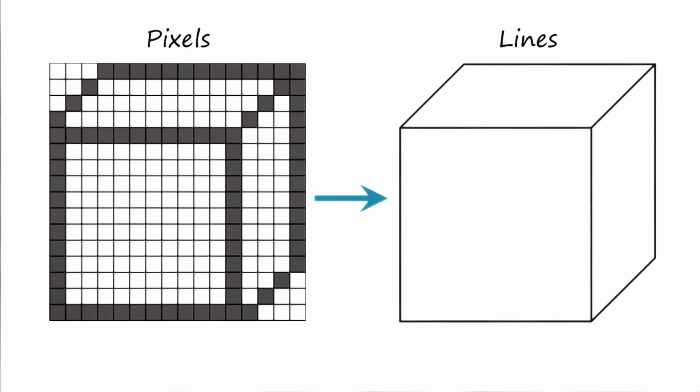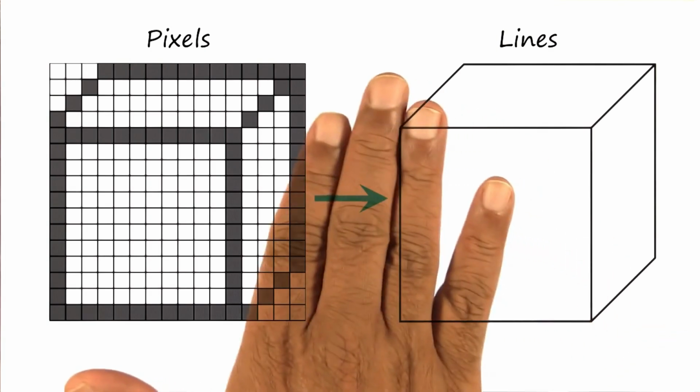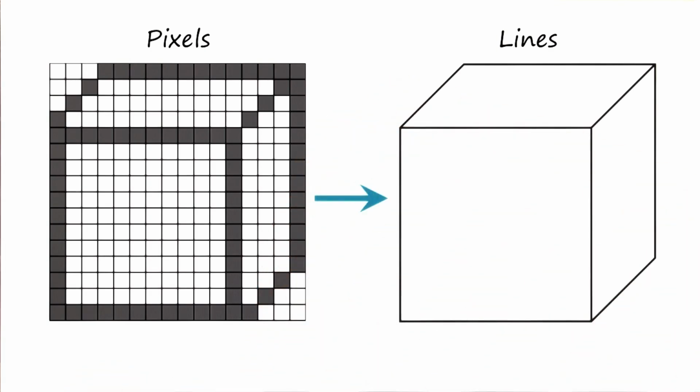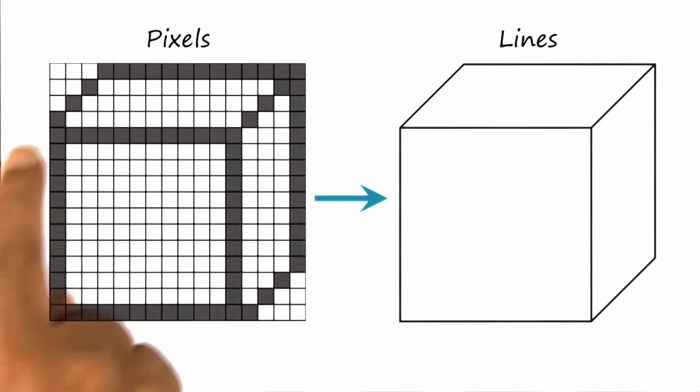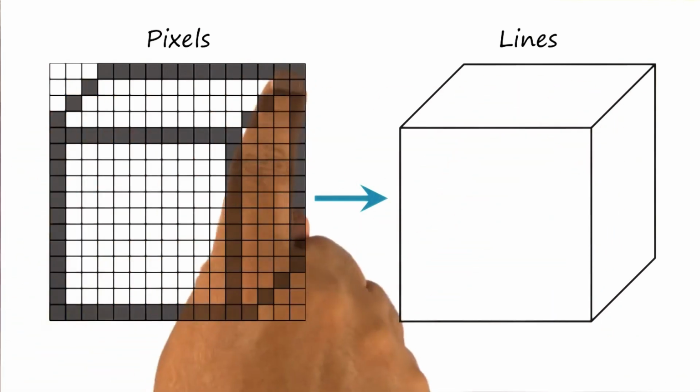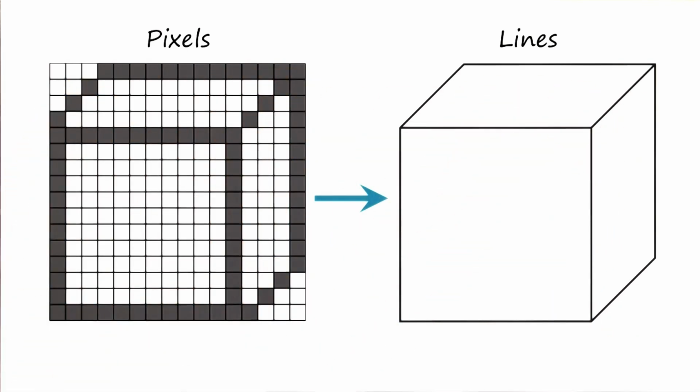Marr decomposed the task of 3D object recognition into several subtasks. Marr said that in the first subtask, the visual system detects edges or lines as shown here. At this particular point, no surfaces have been detected. At this particular point, no 3D object has been recognized. Just these pixels have been grouped into lines based on the intensities of light at the different pixels.